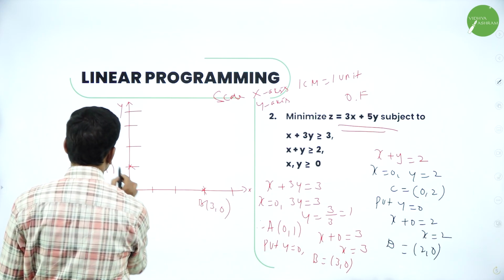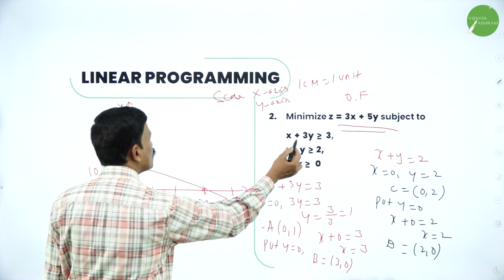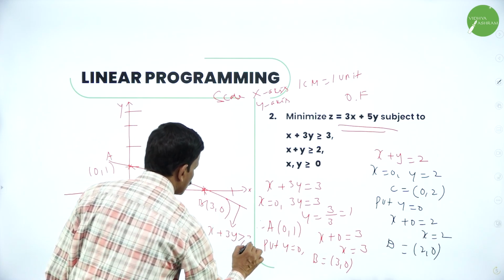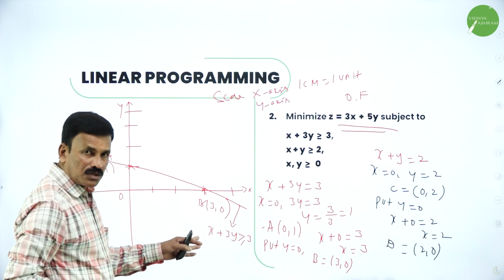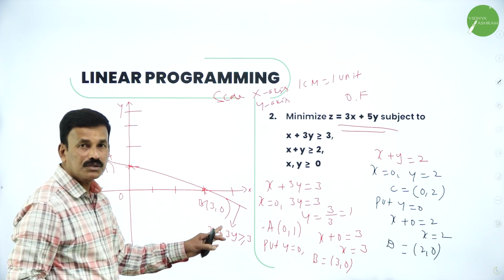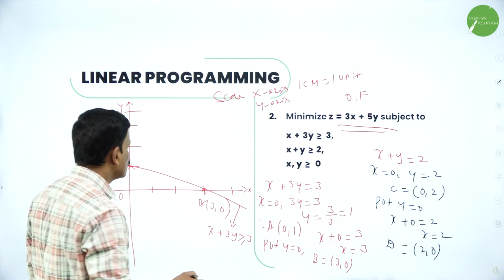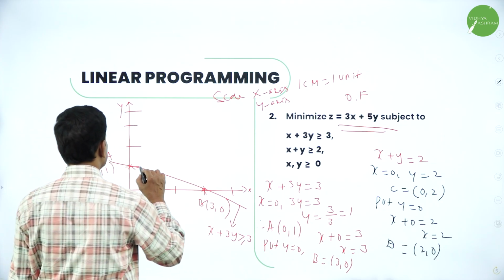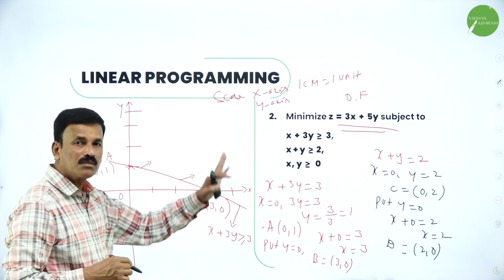Now let us draw the line. This is the straight line. Right. So what is this equation? That is the first line, x plus 3y is greater than or equal to 3. See, greater than or equal to 3 means, if you put x is equal to 0, y is equal to 0, 0 plus 0 is 0, which is not greater than or equal to 3. That means this is false. That means the feasible region is above the origin. So keep it in mind, if it is greater than or equal to, the feasible region is above the origin.